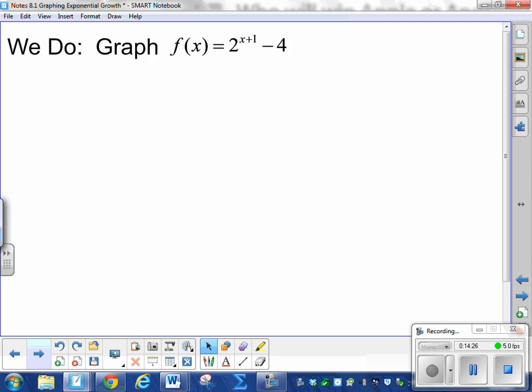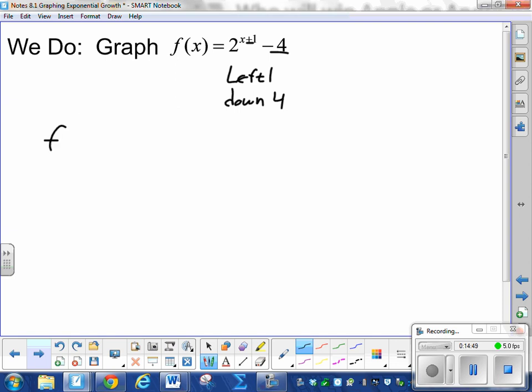All right, so next one. Now this one, a little bit different here. We have a shift going on. We have that and that. Now, just like before, you have to account for the shifting first. So if it's with the x, it's opposite. So actually, this is telling you to go left 1 and down 4. So you are going to make 2 tables here. Okay, first table, you rewrite the function without the shift. Take your table.